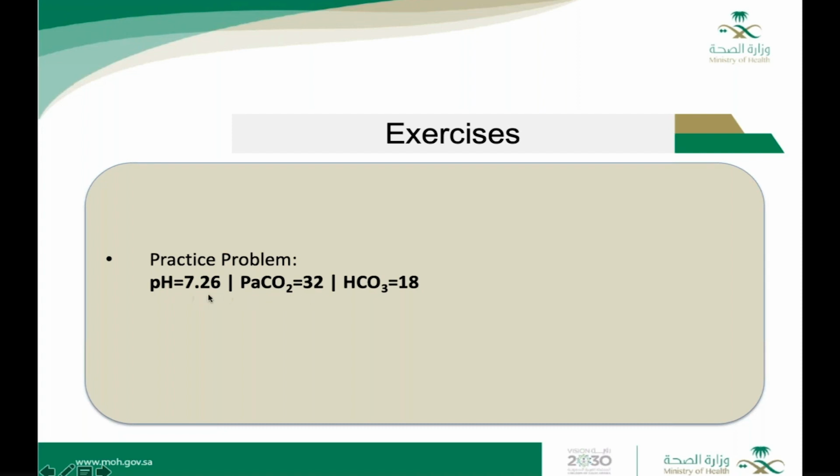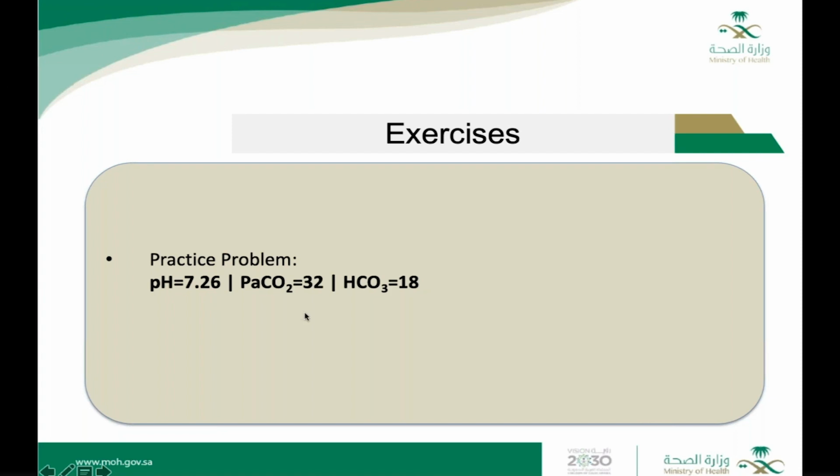So what do you think about it? If both are low, remember, if the respiratory is the cause, it goes in the opposite direction. So this is not the cause. So let's come here. The bicarb is low, since the normal value is 24 plus or minus 2. It is 18. It goes in the same direction as the pH. So it's a metabolic acidosis.